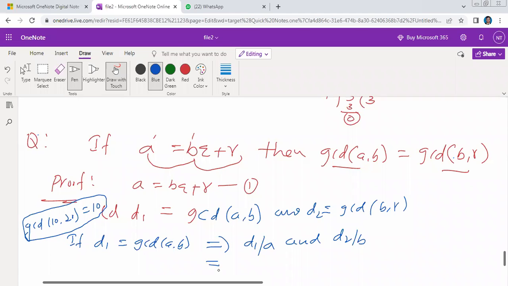Then D1 divides A minus BQ, and D1 divides B. D1 is equal to the GCD of A comma B, so D1 divides A and D1 also divides B. Now see how I wrote this, a small reason.